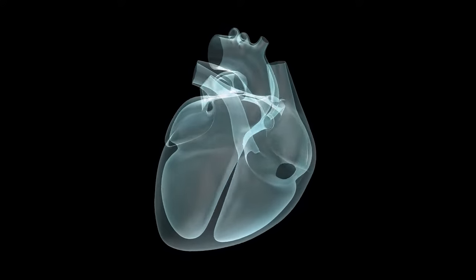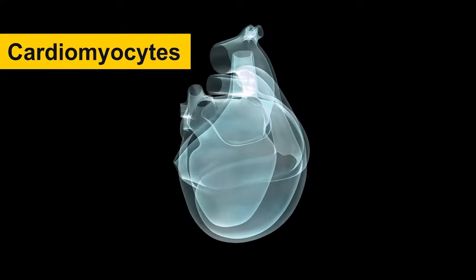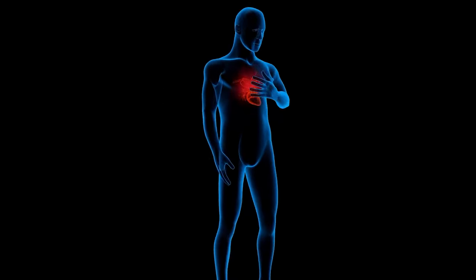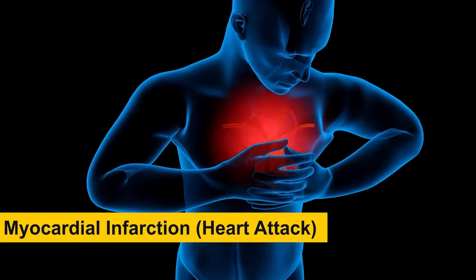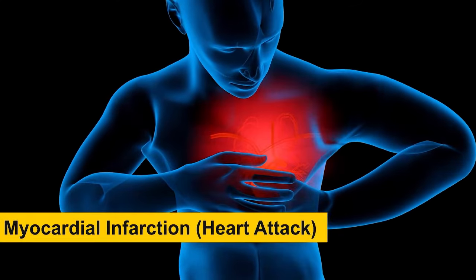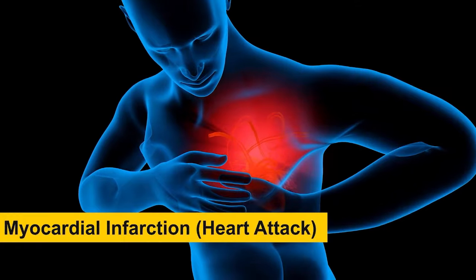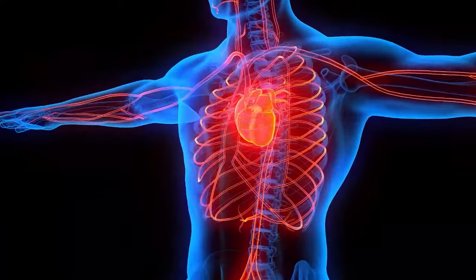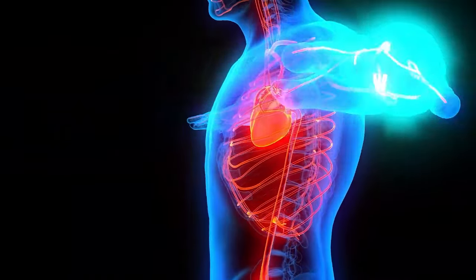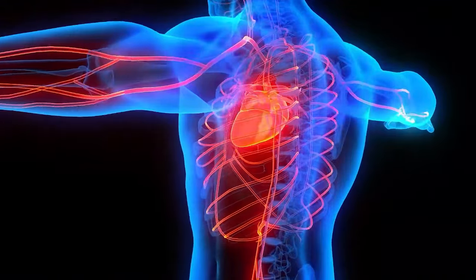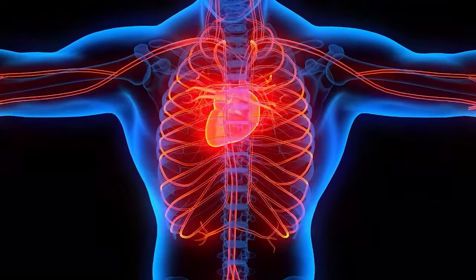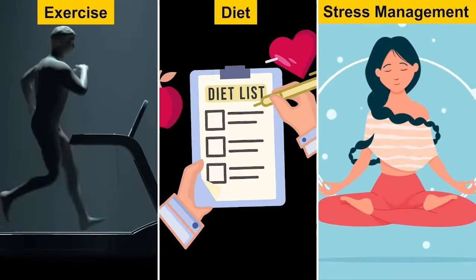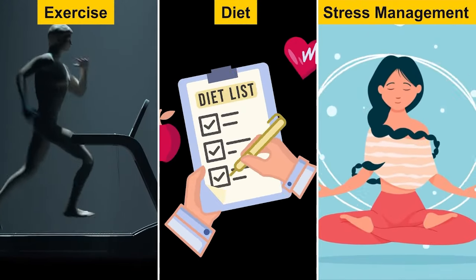Despite its endurance, the heart is not invincible. Cardiac muscle cells, known as cardiomyocytes, have limited regenerative capacity. That's why damage from conditions like myocardial infarction, or heart attack, is often permanent, and prevention is critical. A healthy heart relies on proper blood flow, balanced electrolytes, especially calcium, sodium, and potassium, and regular oxygen delivery. Lifestyle factors such as exercise, diet, and stress management directly impact cardiac health.